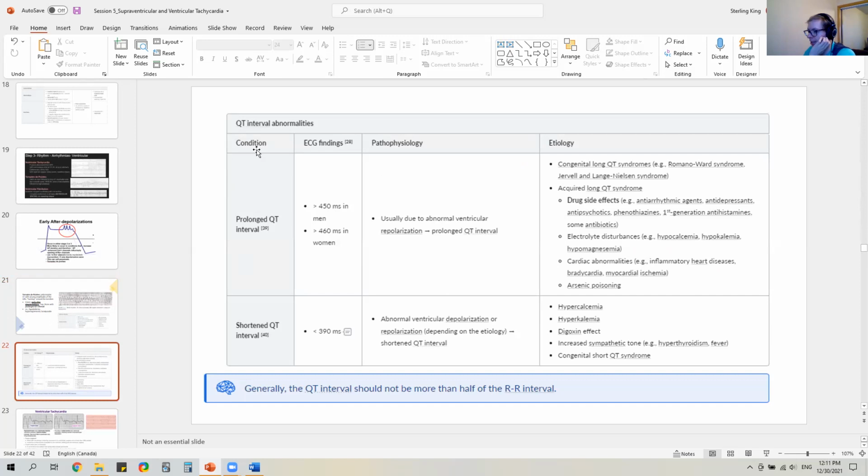This is just highlighting that if there's an abnormality in the QT interval, you're going to start to see the risk of torsades de pointes. So that's why we check the QT interval when we're going through our intervals.